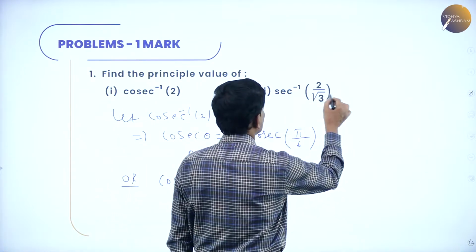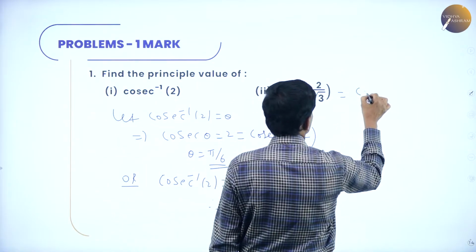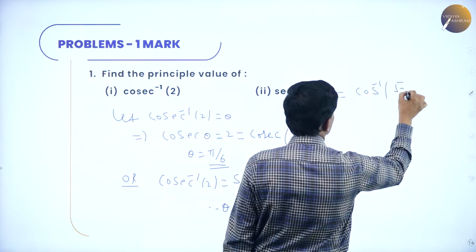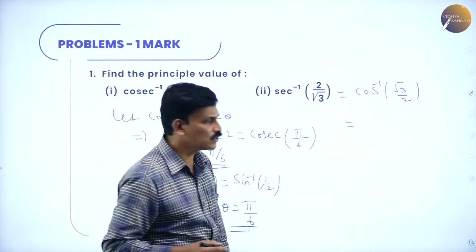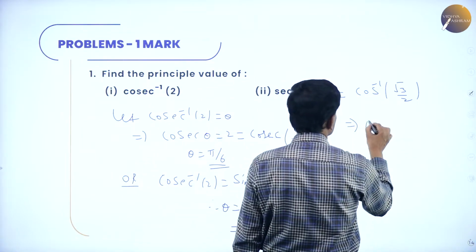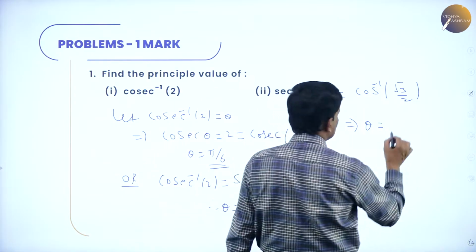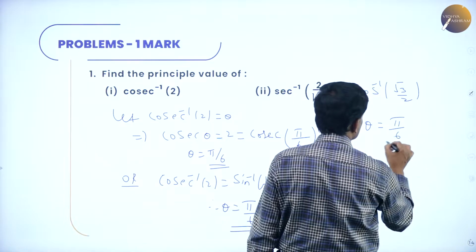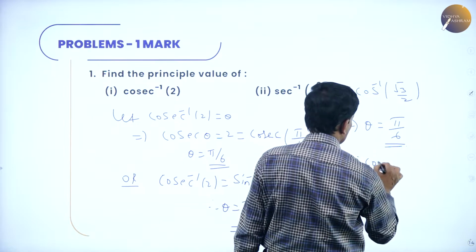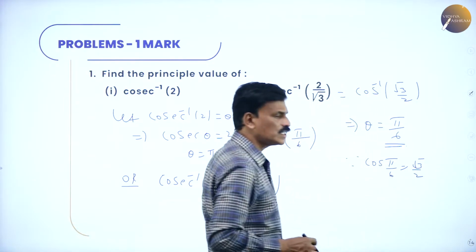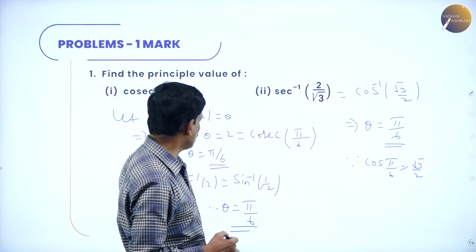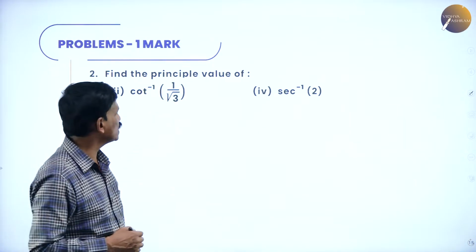Now, let us come to this. Secant inverse of 2 by root 3 can also be written as cos inverse of root 3 by 2. For what value of theta will you get cos as root 3 by 2? This implies theta is equal to 30 degrees, that is nothing but pi by 6, because we know cos pi by 6 is equal to root 3 by 2. Cos 30 is root 3 by 2. That's it. Let us come to the next one.